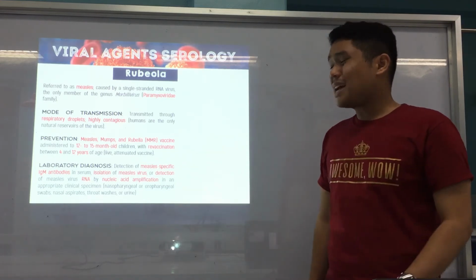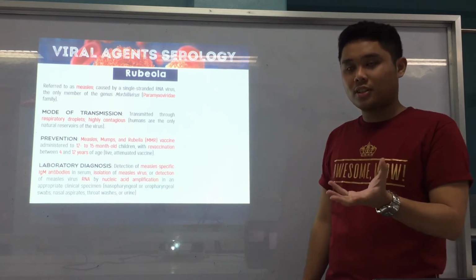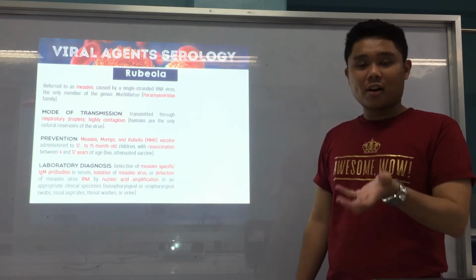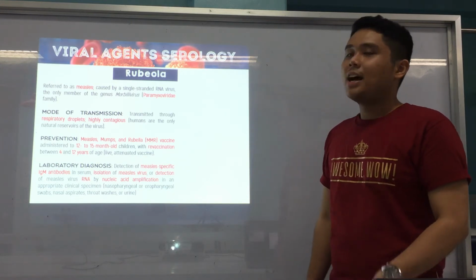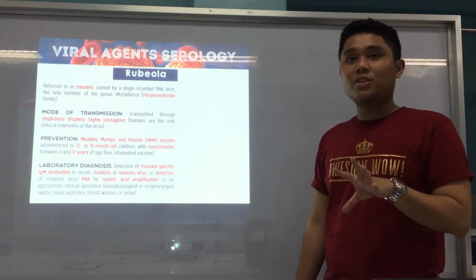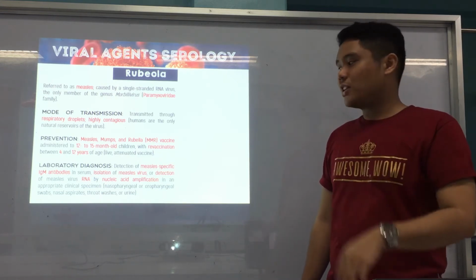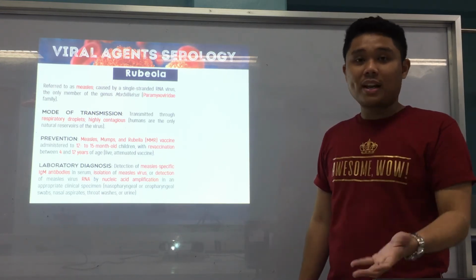Now for lab diagnosis, still the same. We detect measles-specific IgM for serology. We can also use molecular methods, RNA nucleic acid amplification from clinical specimens: NPS, nasopharyngeal swab, oropharyngeal swab, OPS, naso-oropharyngeal swab, throat washes, or also urine.